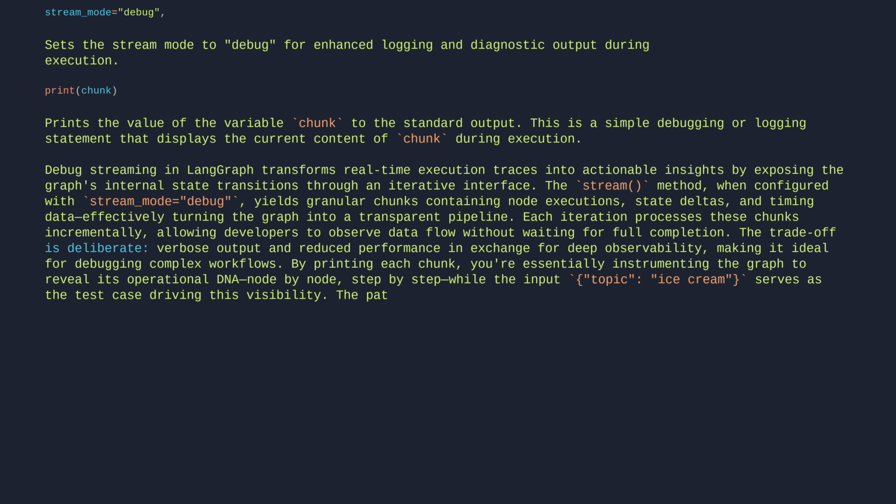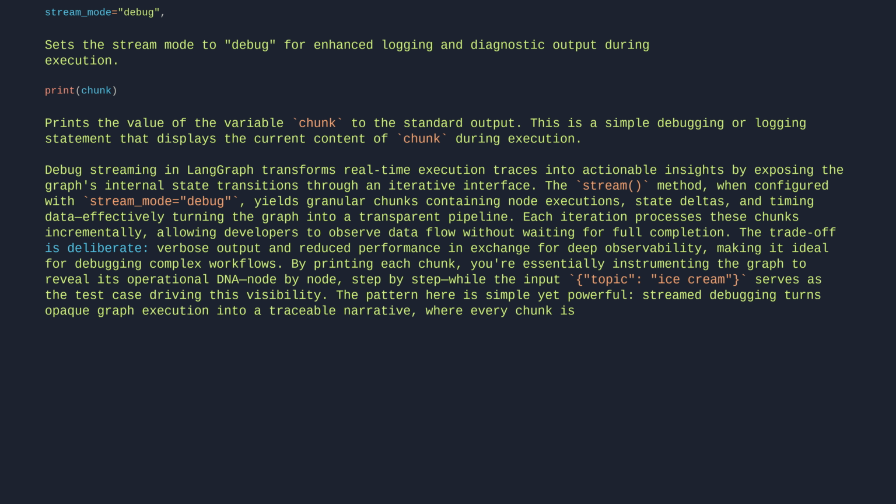The pattern here is simple yet powerful. Stream debugging turns opaque graph execution into a traceable narrative, where every chunk is a chapter in the story of how data transforms through the system.